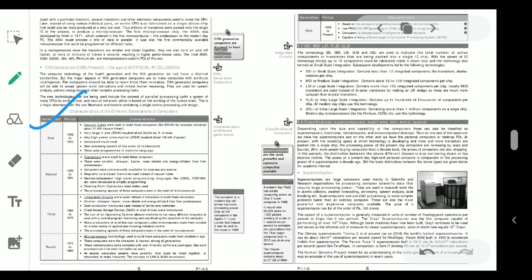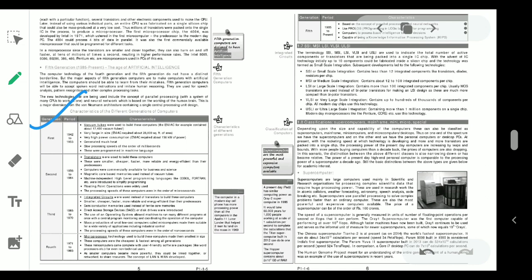Now come to the first generation. The years are 1942 to 1955. In the first generation of computers, the technology used was the vacuum tube. In 1906, American physicist Lee De Forest built the vacuum tube. The example of a first generation computer is ENIAC.